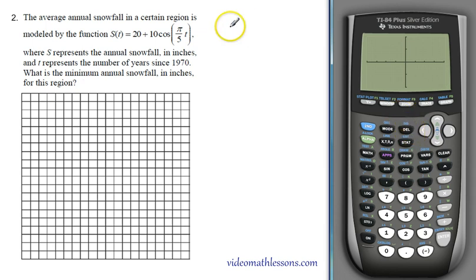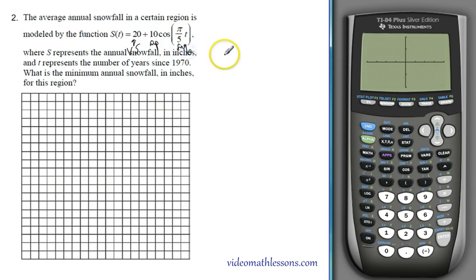So let's go over here and write down some important things. This 20 in the front is called the vertical shift. That means the entire graph is lifted up by 20. Here's my amp. This pi over 5 is my frequency. And I can find the period.